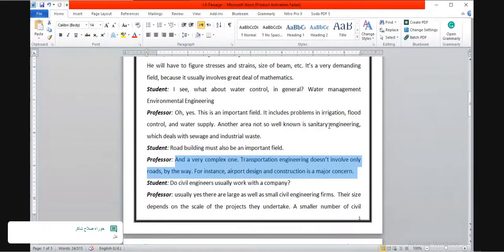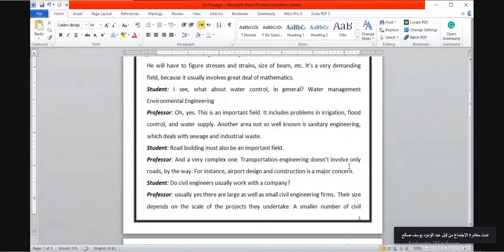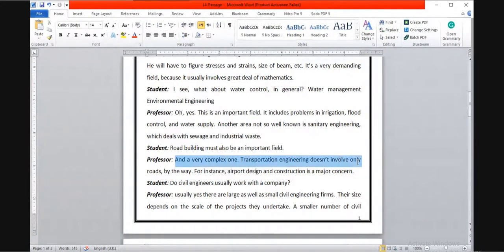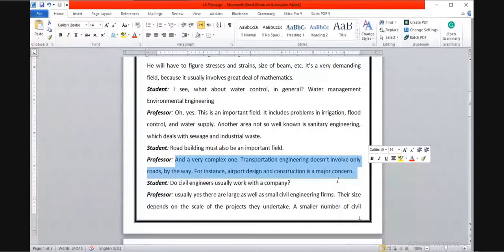Transportation engineering, not transplantation, which is a medical specialty meaning organ transplant. Transportation means transport. Engineering doesn't involve, by the way, involve can mean contain or include, but in this sentence it means to deal with. Transportation engineering doesn't deal with roads only. For instance, airport design is a major concern. The word major means major.